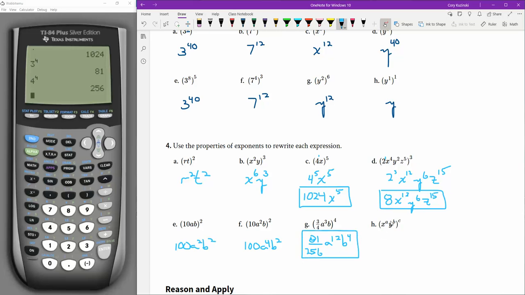Last one, x to the a to the c. What do you do with the exponents? You multiply them by each other. So this would be x to the a times c. Y to the b raised to the c. Again, you multiply the exponents, bc. So x to the ac, y to the bc. Sounds like a really bad rapper. X to the ac, y to the bc.